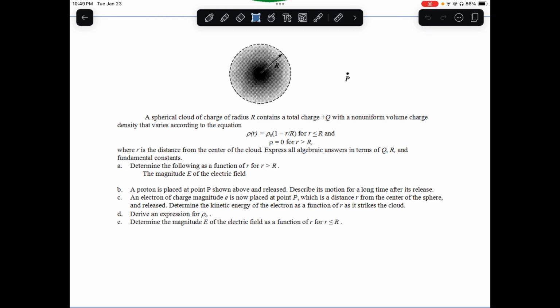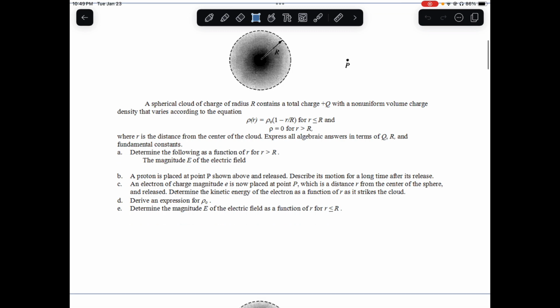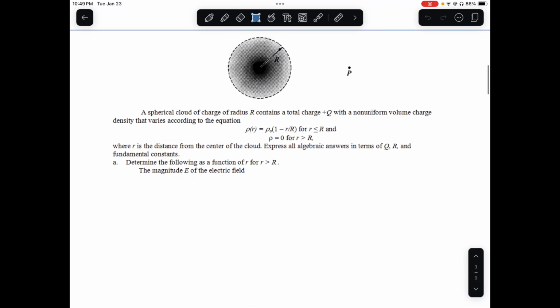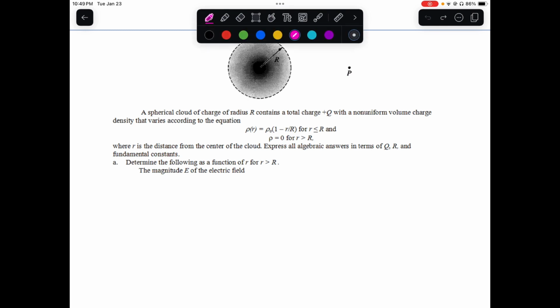Determine the following as a function of r, for r greater than big R. That means we're outside the cloud, and it asks for the magnitude of the electric field. I've broken this up into pages so we can focus on one page at a time. For part A, we want the electric field outside the cloud, anywhere out here, as long as we stay outside that cloud. For electric field, we're going to use Gauss's law.